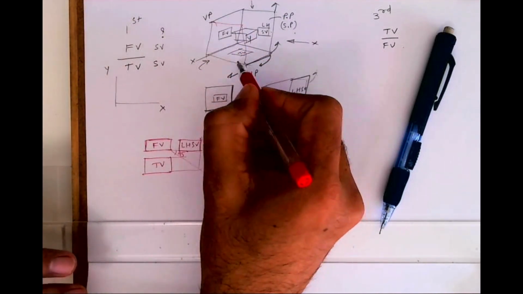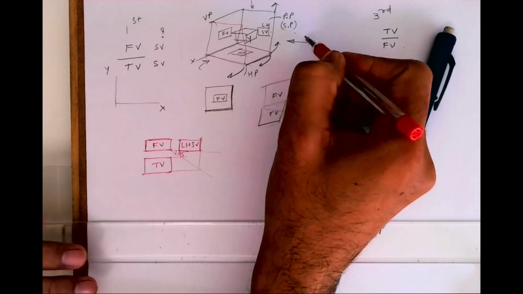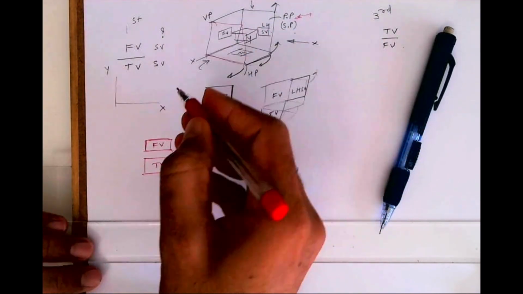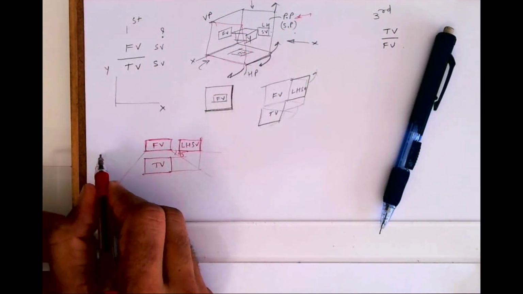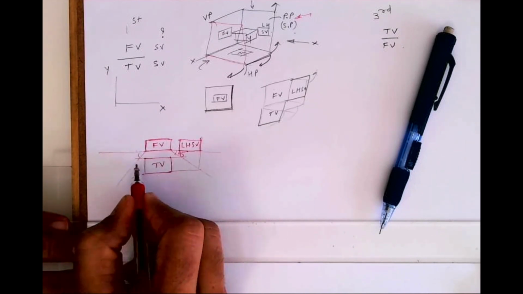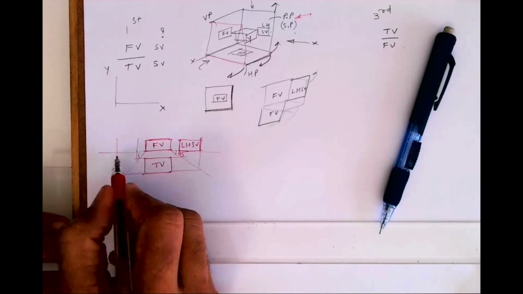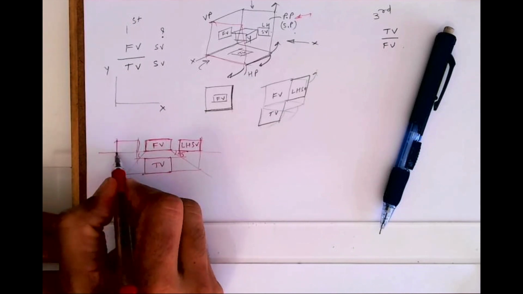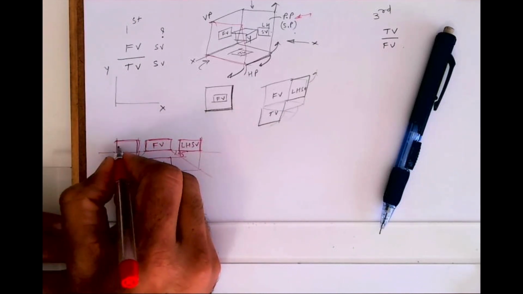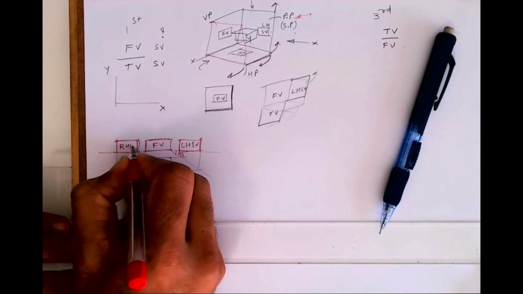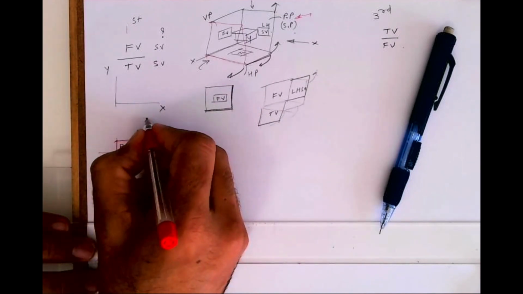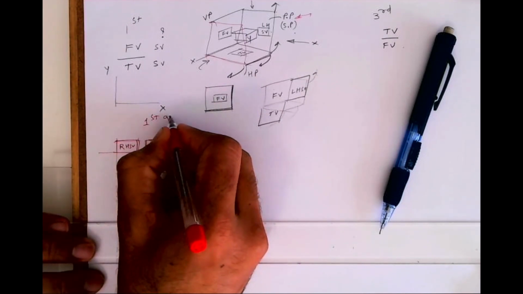And for right hand side view, the observer will see from the right and he will project on this profile plane. So that will come on left side. So always remember in first quadrant, it is vice versa. For side view, left hand side view goes on right hand side and right hand side view goes on left hand side. So this is first quadrant.